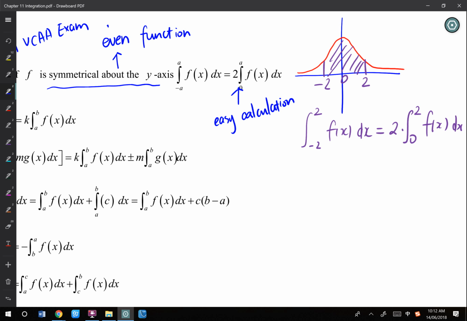This is not really something we need to remember. You can see from the diagram, it's a half relationship between 0 to 2 and -2 to 2. So we can just have 2 lots of half of the area. That will give me the total area.